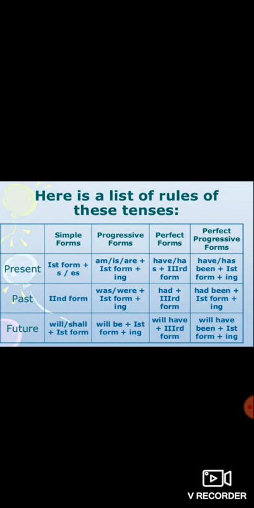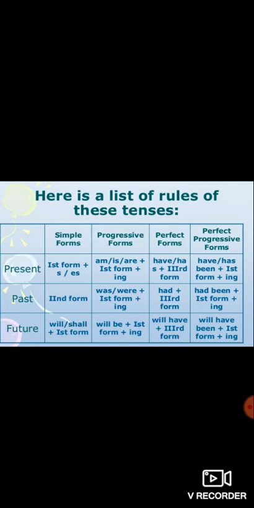Past progressive, it means past continuous, is was, were with the first form with ing, and future progressive is will be with the first form with ing. So you can see here in the progressive form, in all the three tenses, only one type of verb is used, that is first form with the ing. Only the helping verb changes: in the present it is is, am, are, in the past was, were, and in the future will be.